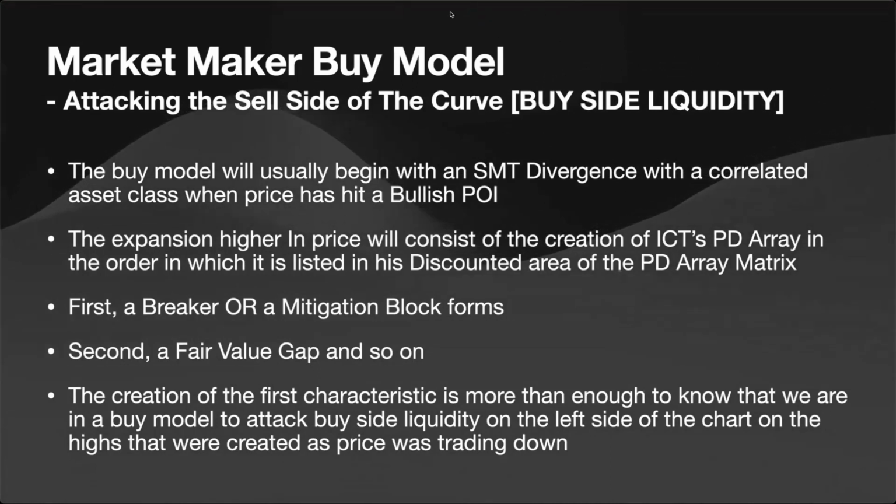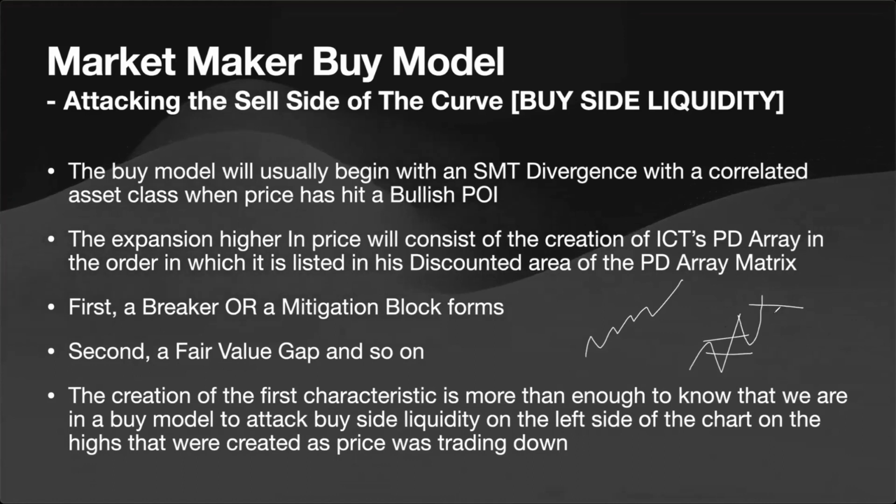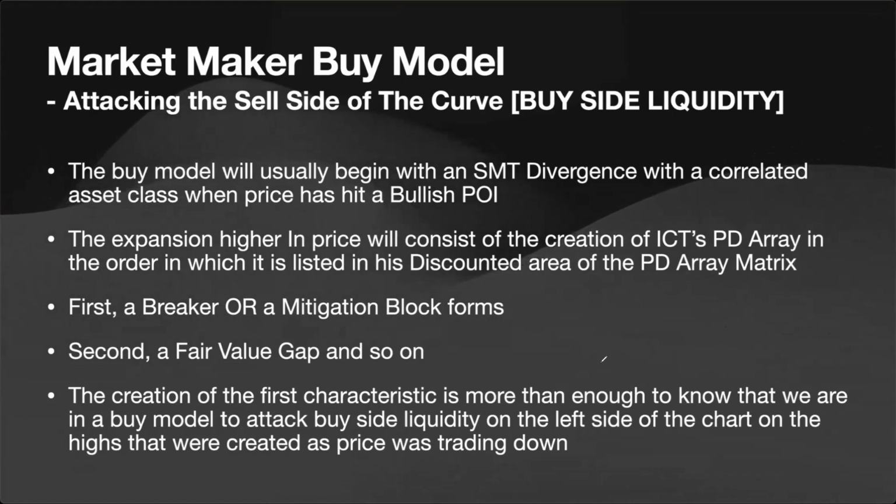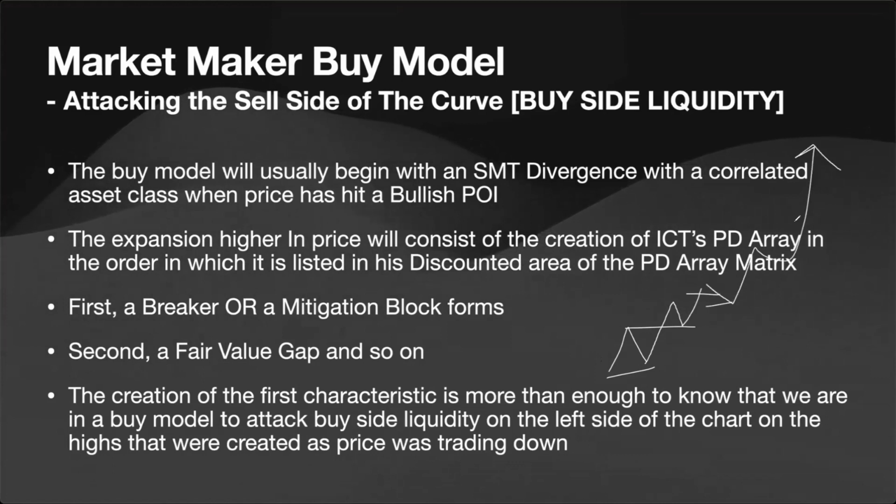So what that means is, as price is going up, we're looking for price to form the breaker. Then we're looking for it to form the fair value gap, and then a liquidity void, and then we're looking for it to just straight up run the high. Alternatively, if you have an SMT like this, then you're looking at this as a mitigation block, fair value gap, and higher prices. That's how you're looking at it.